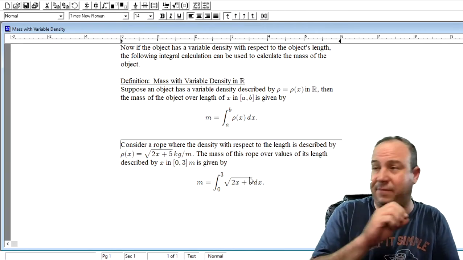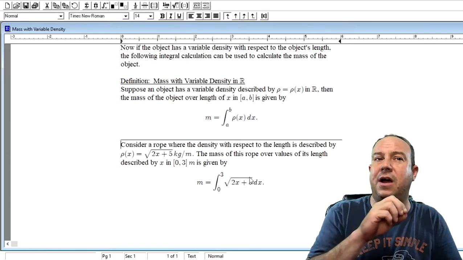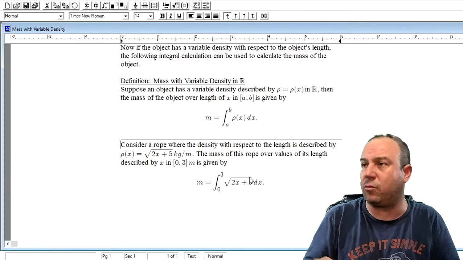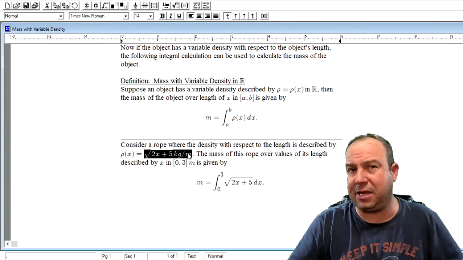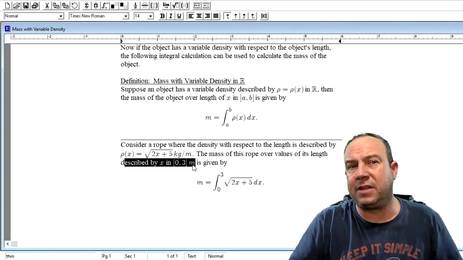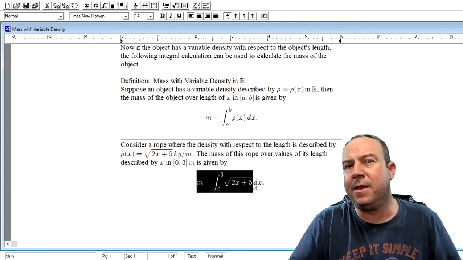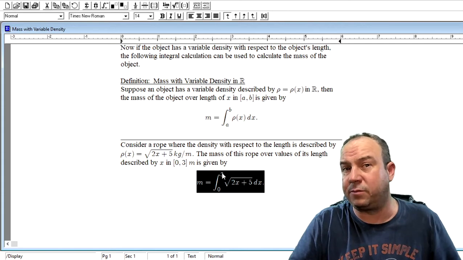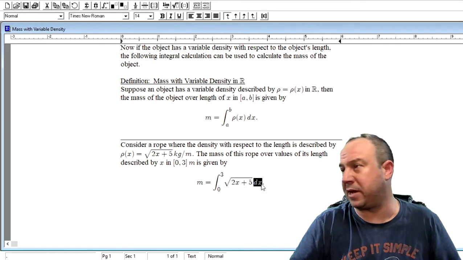It varies over the length with respect to x, where the density is the square root of 2x plus 5 kilograms per meter. Well, if we're interested in the mass of the rope over a length from 0 to 3 meters, over values of x in this interval from 0 to 3, then that mass calculation will just be the integral from 0 to 3 of the square root of 2x plus 5, all integrated with respect to the length x.